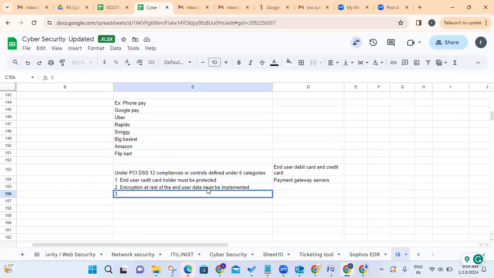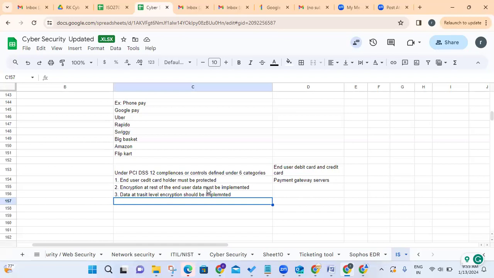Third one, data in transit level encryption should be implemented. Whatever transactions we are doing, those transactions must use TLS 1.2 or TLS 1.3 with symmetric and asymmetric cryptography algorithms and strong ciphers like AES, 3DES, Diffie-Hellman, ECC, ElGamal or knapsack. All those things we have to implement. So that is at the transit level.